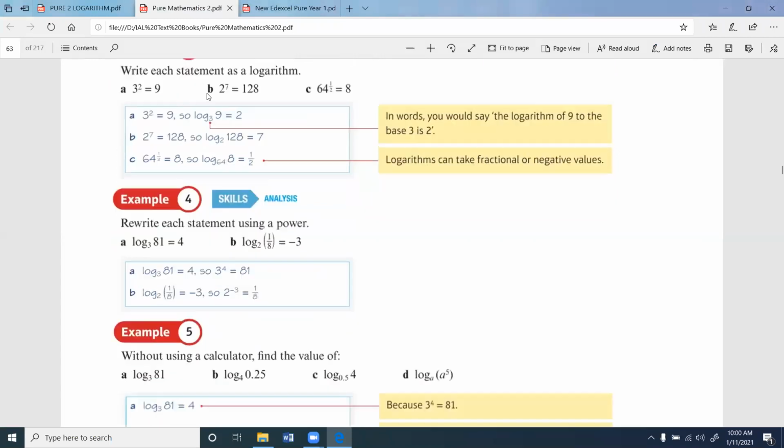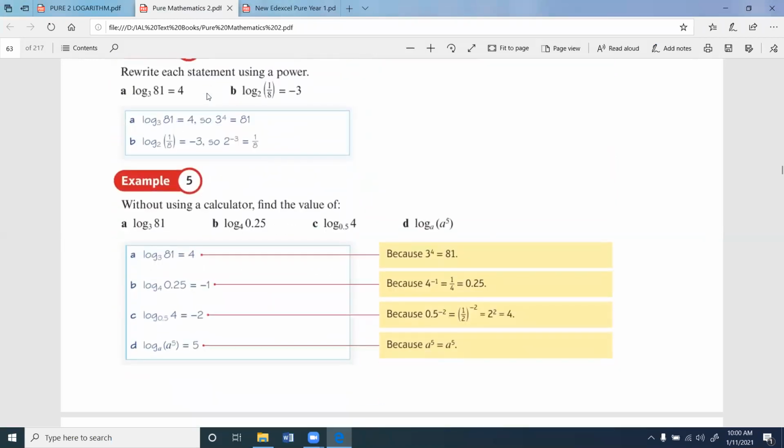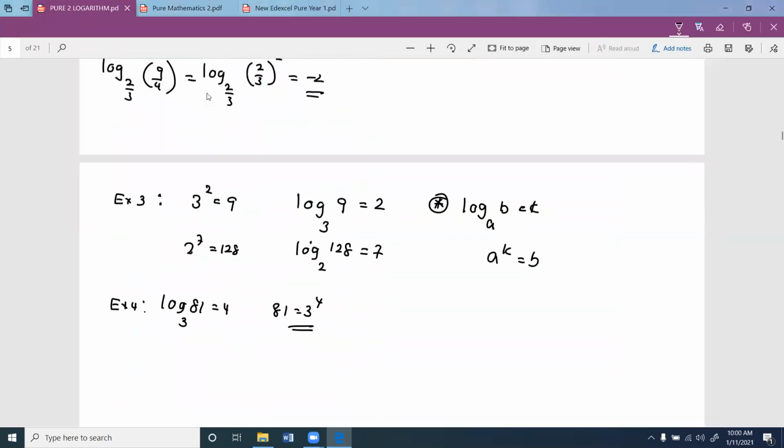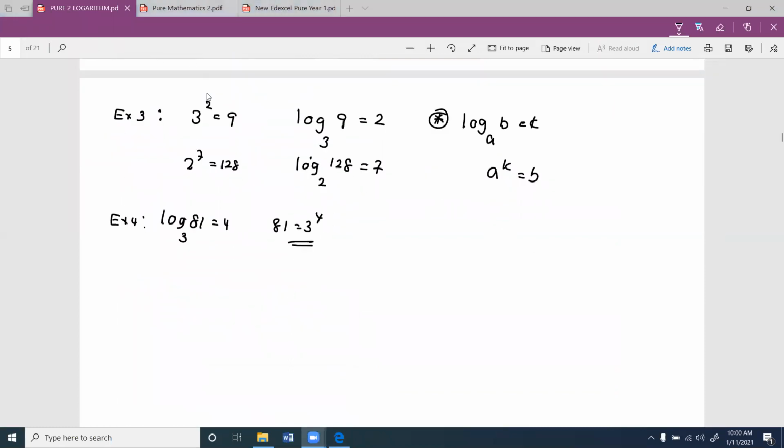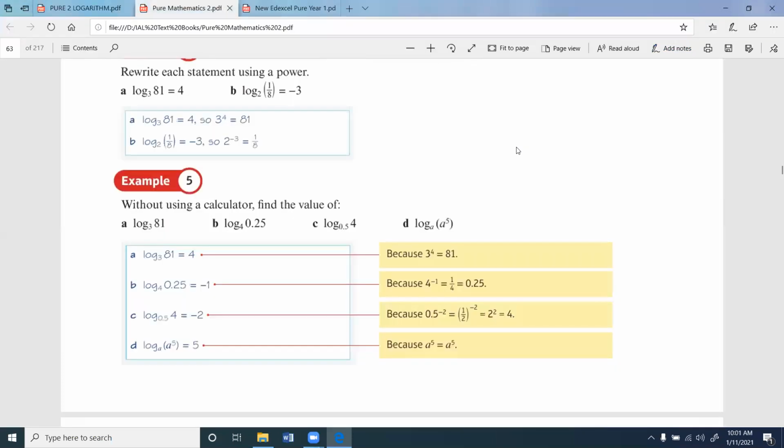Okay. So yeah, without using a calculator, find the value of log base 3 of 81. You already found it. Log base 4 of 0.25. We need to find the value of log base 4 of 0.25. We know that 0.25 is what? It's a fraction, 1 over 4. So this is log base 4 of 4 to the power minus 1. So the answer is minus 1. Simply you can get that answer.